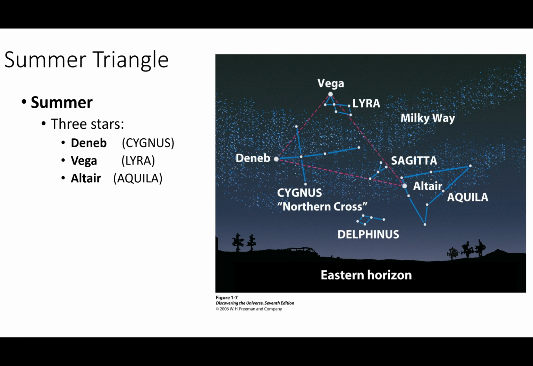Here's the Summer Triangle. This isn't even an asterism. So this winter and summer triangle deal with three stars and three different constellations. We have Vega in the constellation Lyra, Deneb in the constellation Cygnus, and Altair in the constellation Aquila.